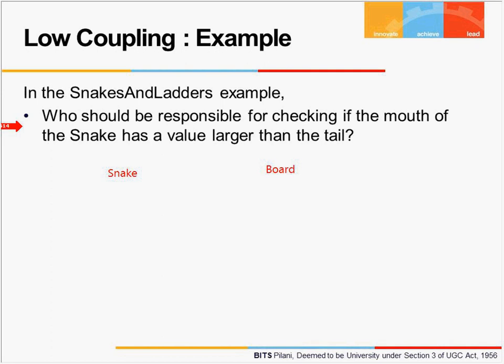This decreases the cohesion of the snake object and increases the coupling. Another way is that you have a static method in the snake class, which you first invoke, passing M and T to it, and find out whether they are valid.